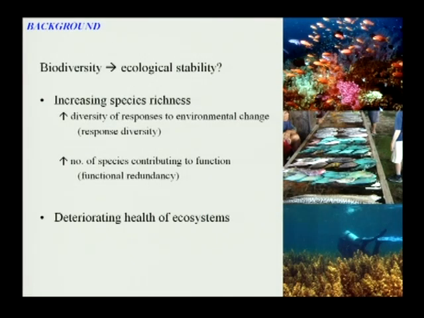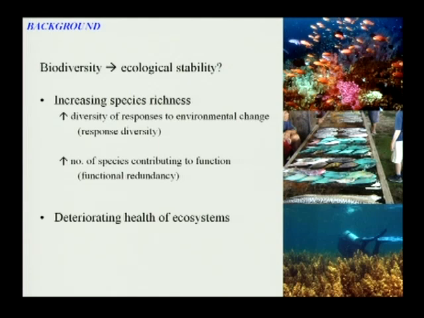Biodiversity has long been argued to be a source of ecological stability, with increasing species richness providing a degree of insurance or resilience against both natural and anthropogenic stresses. Now, whilst this relationship can be quite complex, increasing species richness is generally assumed to increase both the interspecific diversity of responses to environmental change, that is, the response diversity, and also increase the number of species that contribute to any particular ecological function, that is functional redundancy. For this talk today, I'll primarily be focusing on the second of those, that of functional redundancy.